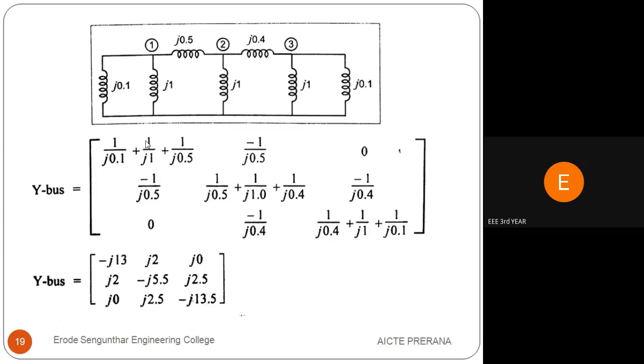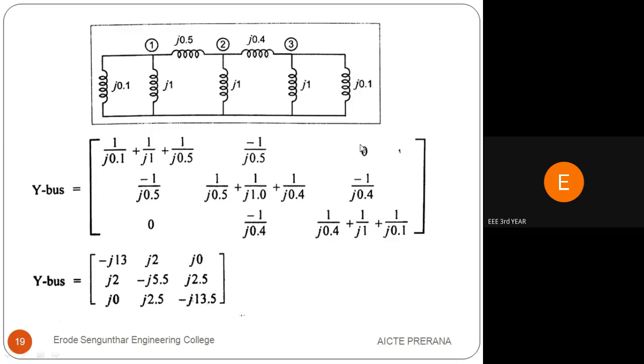Consider the first node. It consists of 3 elements. Those 3 elements will be added. Then go to the second place, that is y12. In y12 there is only one element, that is j0.5. You have to take the reciprocal, that is 1 by j0.5. For a non-diagonal value, you have to mention the minus symbol.